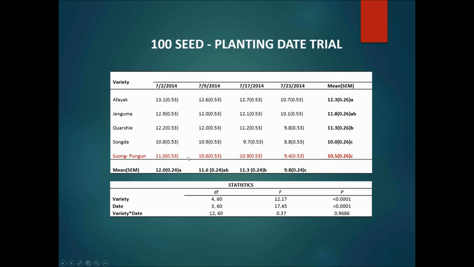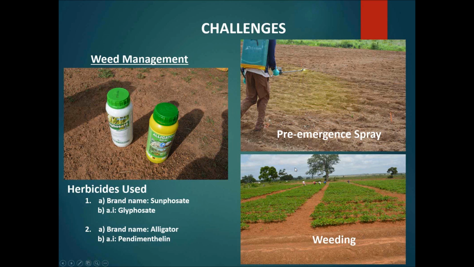Then the first planting date showed a higher weight in terms of 100 seed weight, not different from the second planting date. And the second planting date in terms of weight wasn't different from the third planting date. With the last planting, the seed weight was lower.